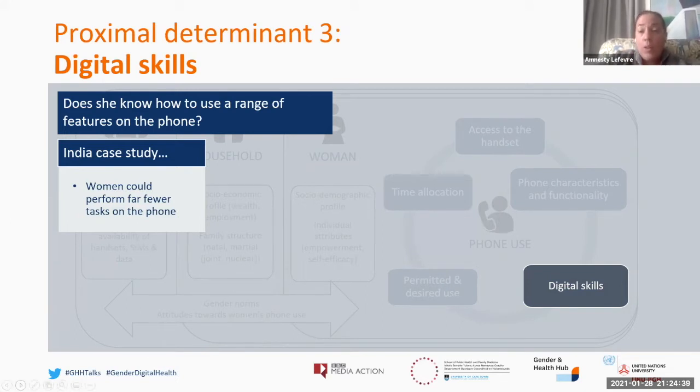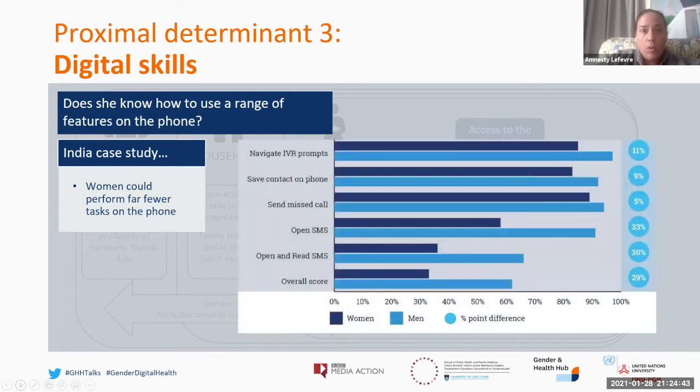Next, we sought to see whether they could save contacts on the phone or whether they wrote them separately on a piece of paper. Advance one. Oh, perfect. Thanks, Kerry. Whether they could give a missed call, and then finally, not only whether they could open the SMS, but whether they could open and read it.